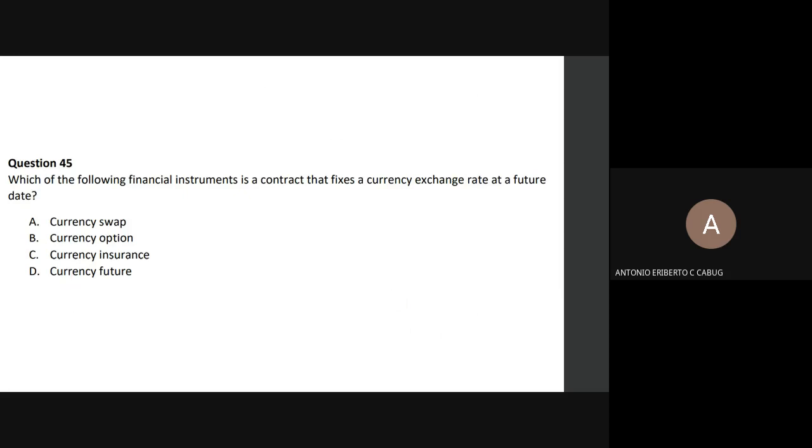Okay. Which of the following financial instruments is a contract that fixes a currency exchange rate at a future date? Go. 30 seconds.